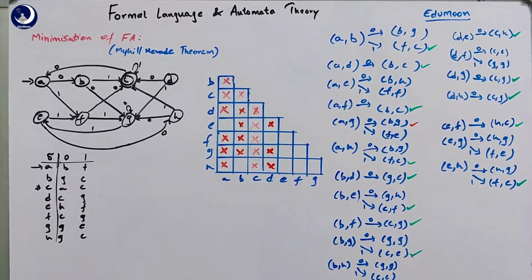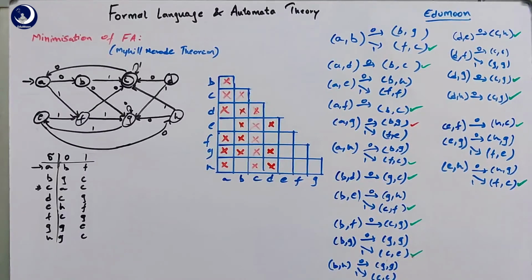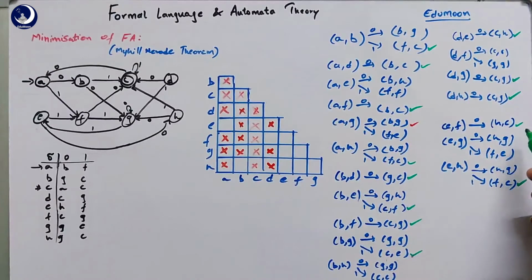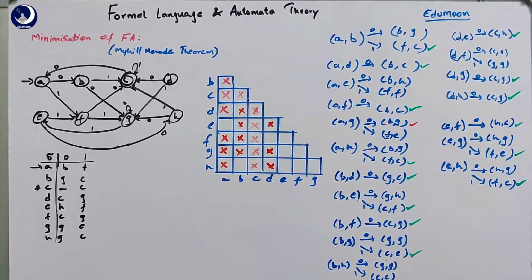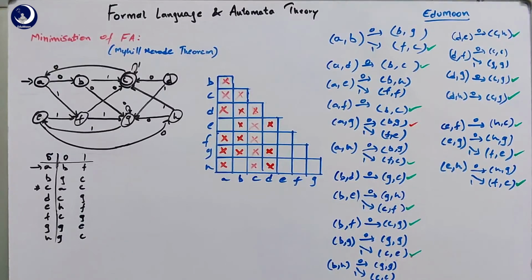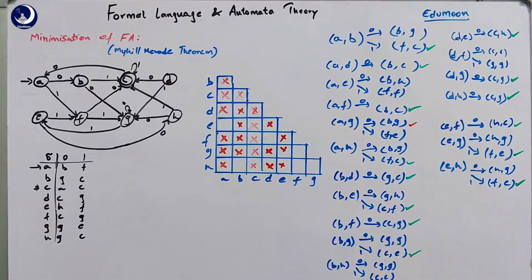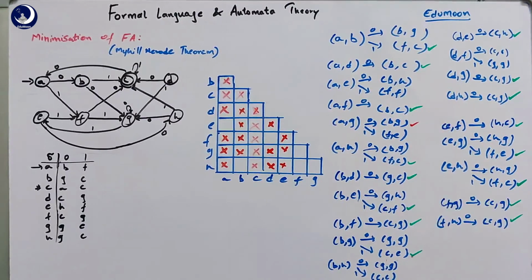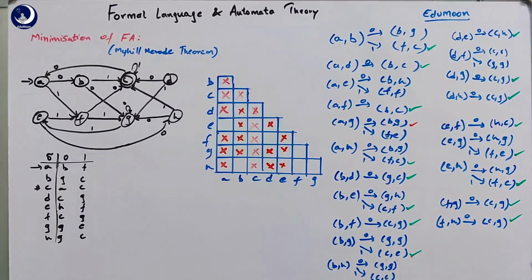Now checking the combination with E, EF can be marked, and EG is dependent on FE, that is EF. Since this is marked, this can also be marked, and finally EH can also be marked. So all the blocks with respect to E state are marked here. The next one is the combination with FG and FH, and these both can be marked easily because they are generating CG and CG, which are already marked.